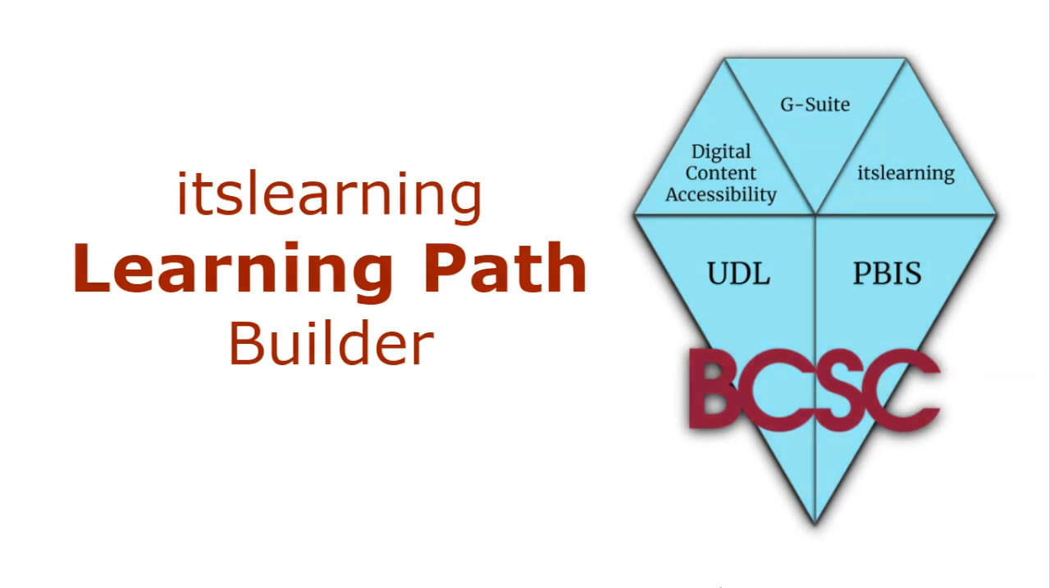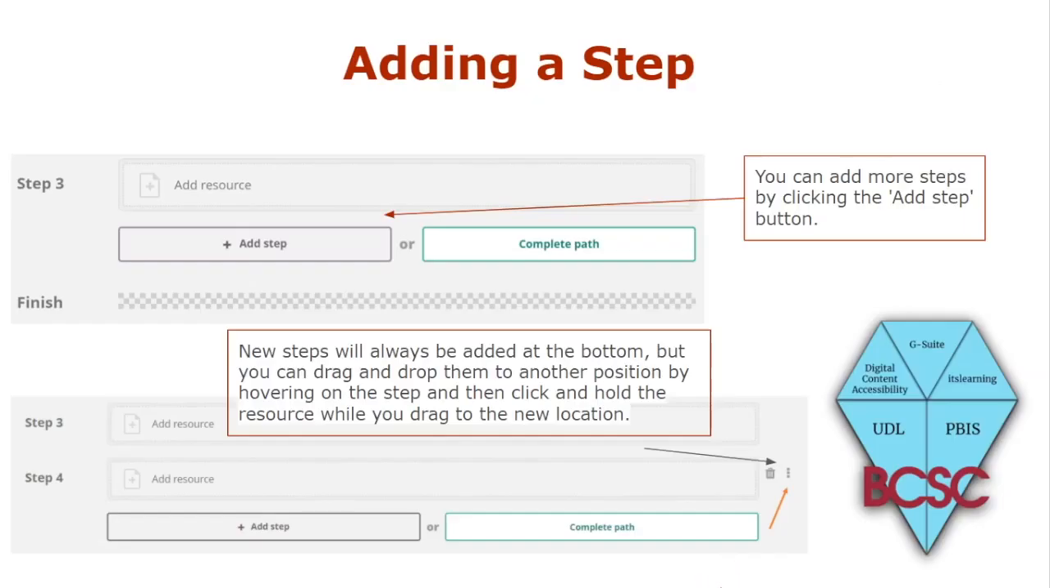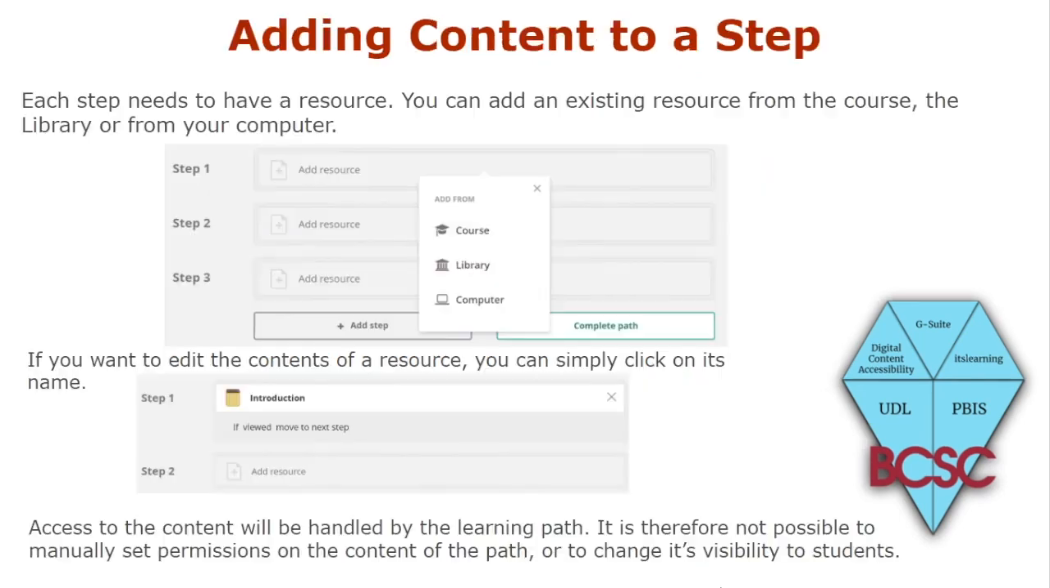In this video, we will learn more about the Learning Path Builder. Adding a step. You can add more steps by clicking the Add Step button. New steps will always be added at the bottom of the learning path. However, you can drag them to the location that you want the step to be at.